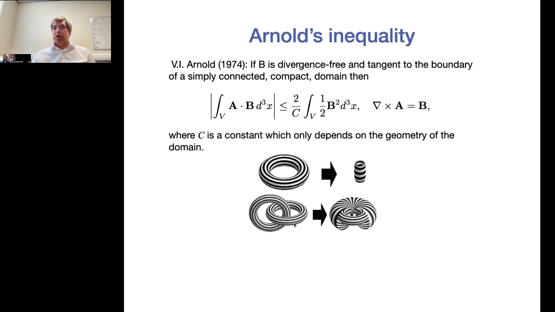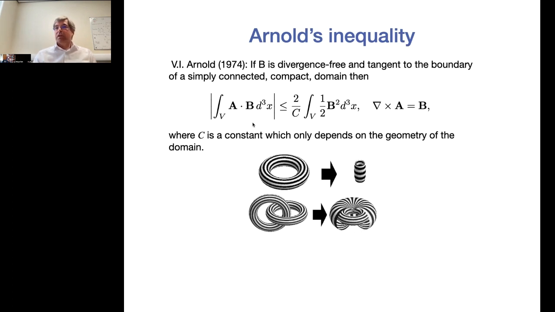So you would expect that one can write down similar inequalities with the left-hand side, which describes maybe other forms of linkage or knottedness. Unfortunately, we don't have any nice integrals, similar to the helicity, to describe these other forms of knottedness.